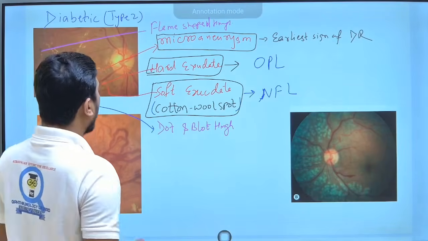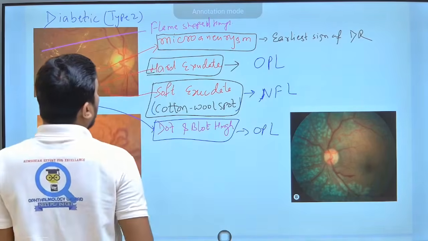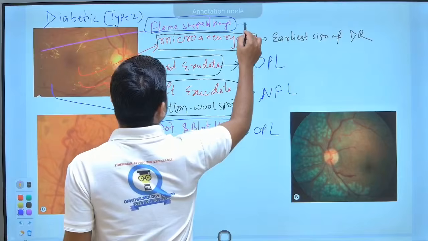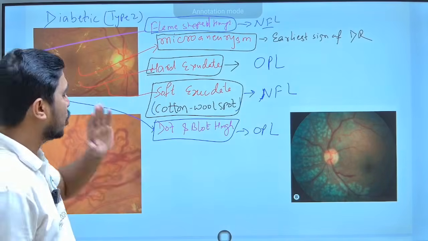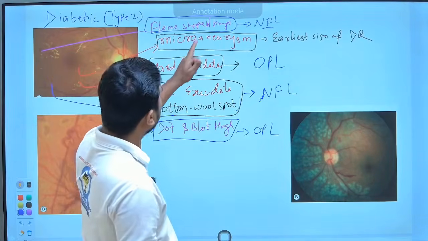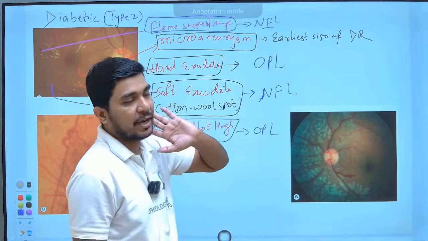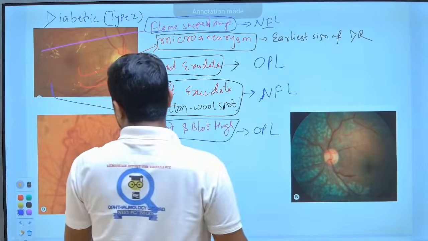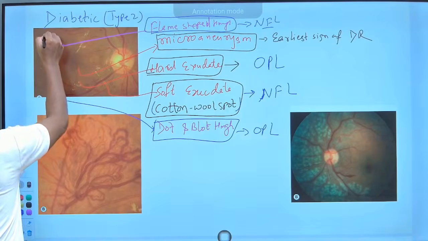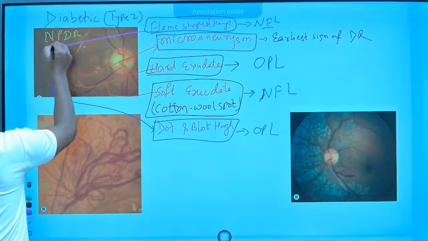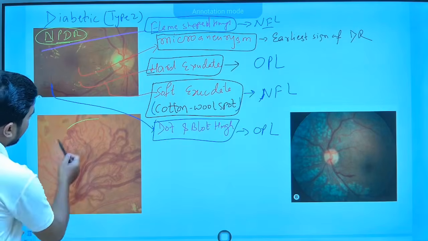Dot and blot hemorrhage is present in the outer plexiform layer. And flame shaped hemorrhage is present in the nerve fiber layer. So you need to know about all these things. One more interesting thing: hard exudate and dot and blot hemorrhage are in the OPL, soft exudate and flame shaped hemorrhage are in the NFL, right? Now the diagnosis of this is NPDR, non-proliferative diabetic retinopathy.